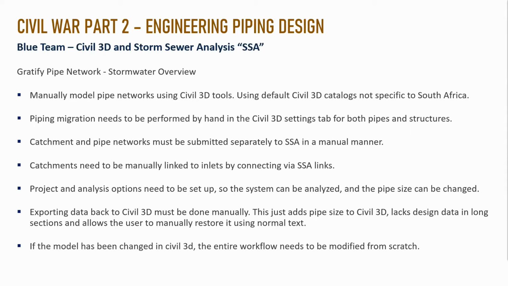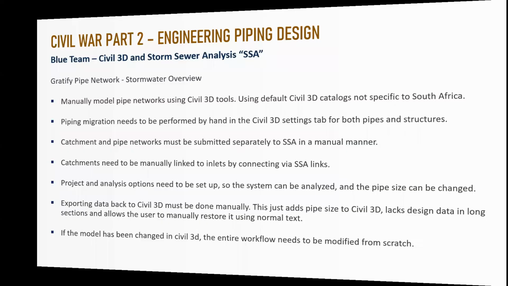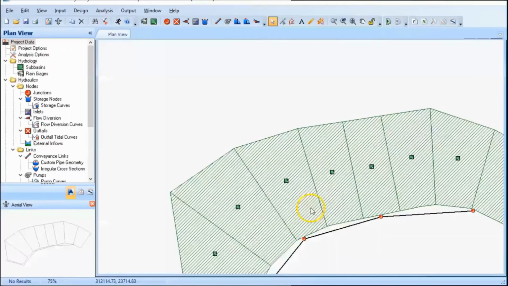Then here comes another no-brainer. If the model has been changed inside of Civil 3D, this entire workflow needs to be modified from scratch. So you need to import again, redo your analysis, change the pipe, go back to Civil 3D, bring them in. Then you need to go and actually add the text. It's crazy. So just to illustrate that a bit better, I'm just going to explain a quick video.